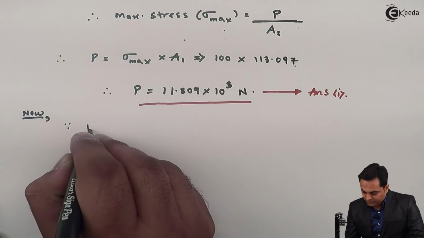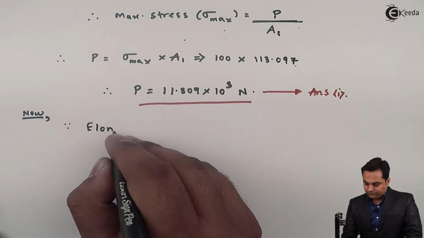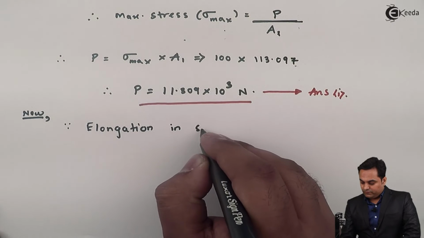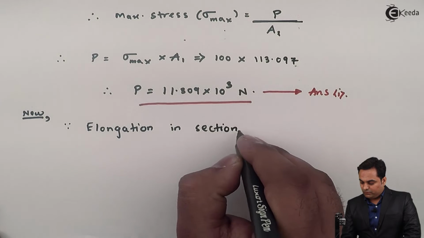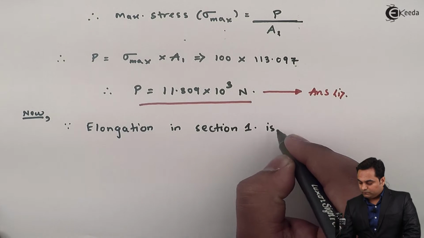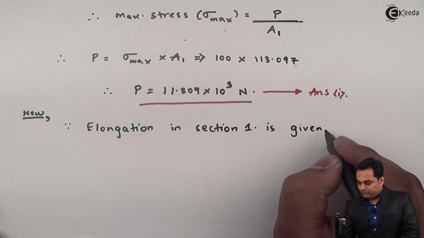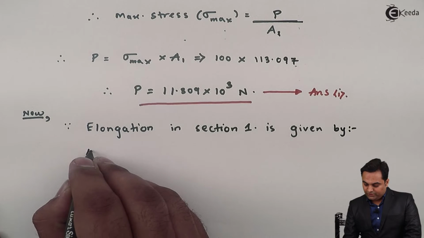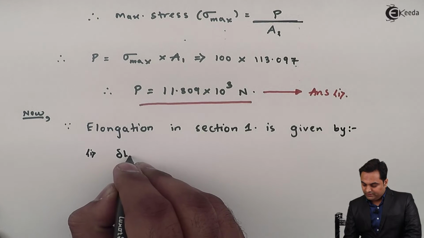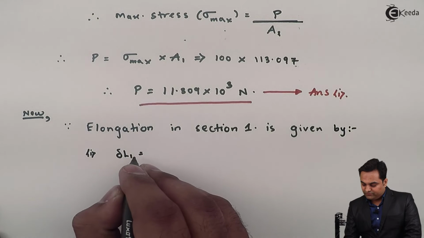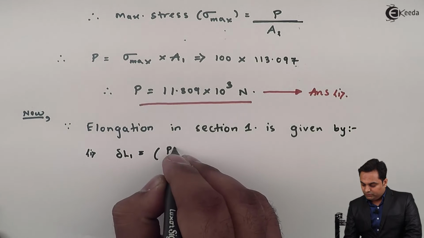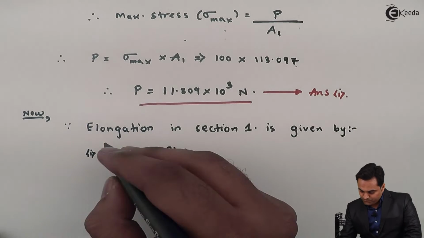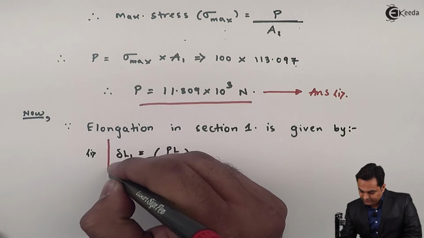Since elongation in section 1 is given by, the formula of elongation is delta L1, I'll write it since it is for the first section, is equal to PL upon AE. I'll highlight this formula.